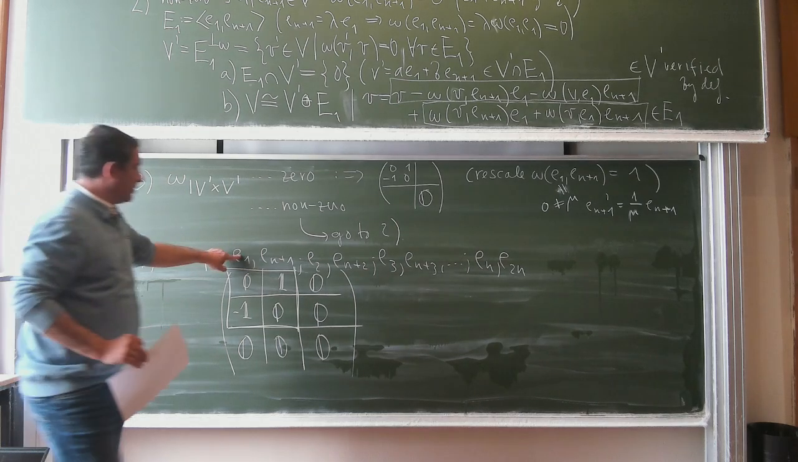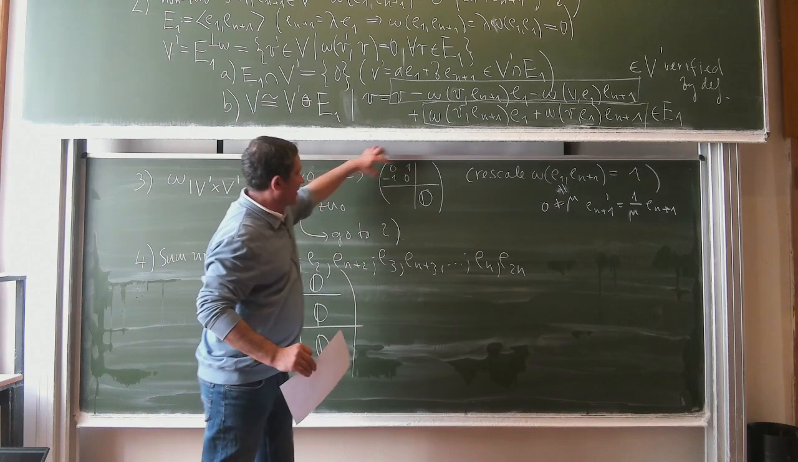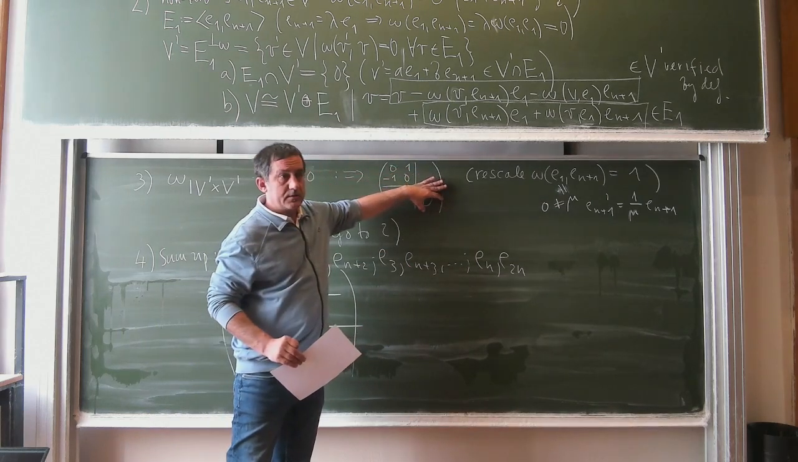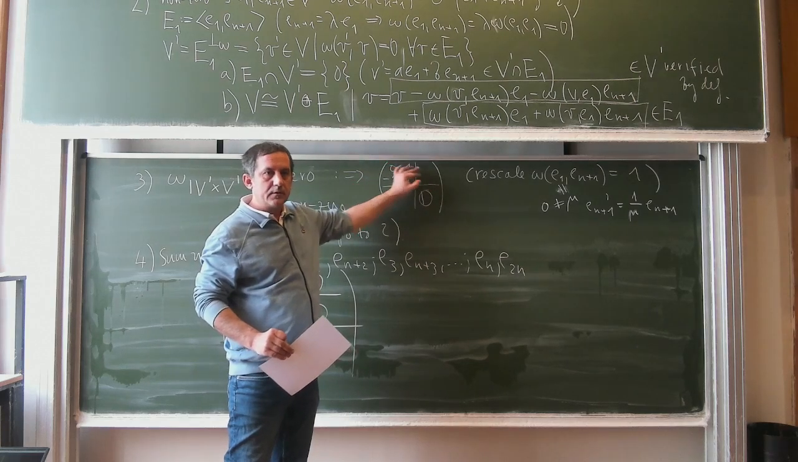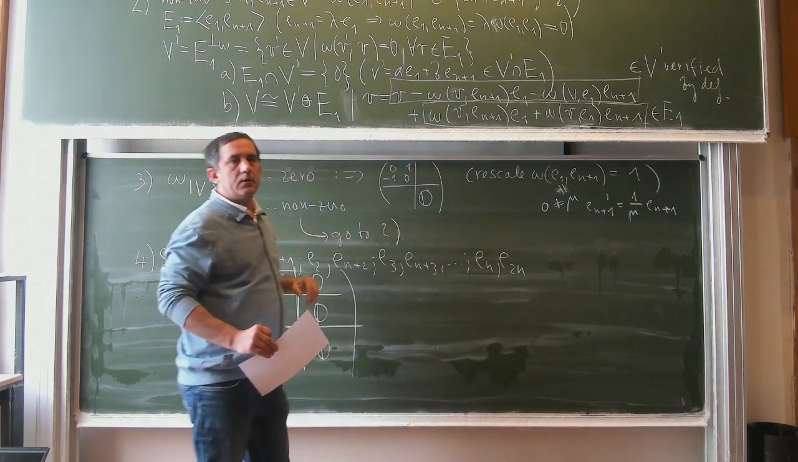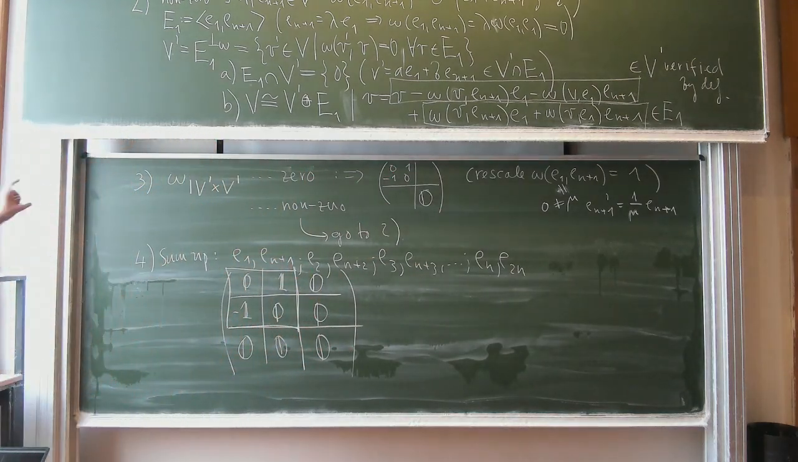Otherwise you have E1, E2, E3, and you will get the matrix which has ones over the diagonal, up to the diagonal, and down to the diagonal. So there is also a reordering. I don't know whether one needs further induction in this step.